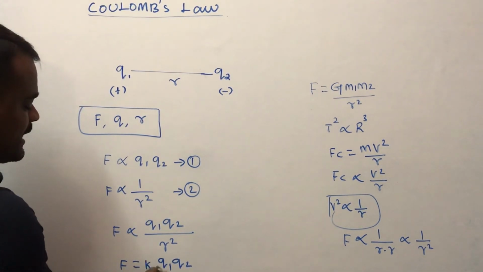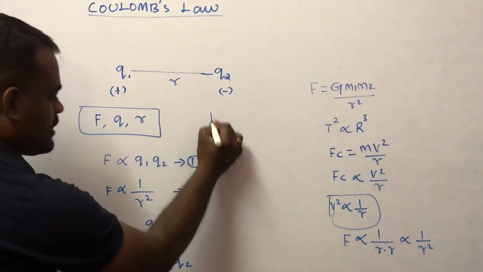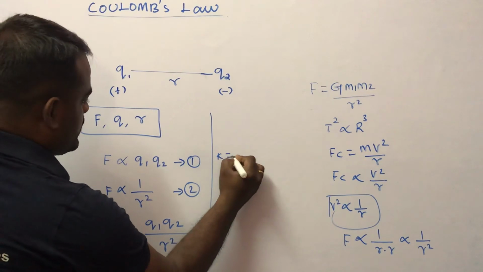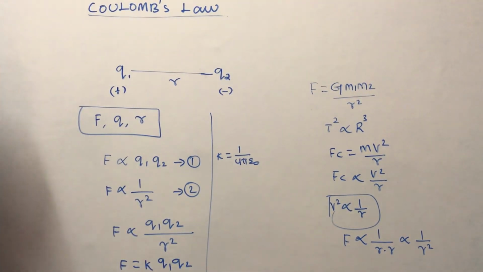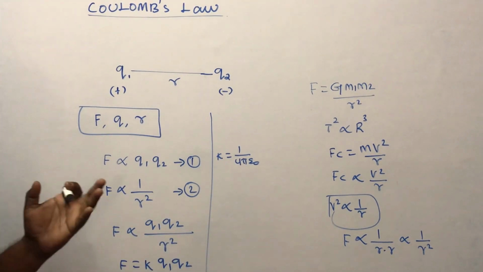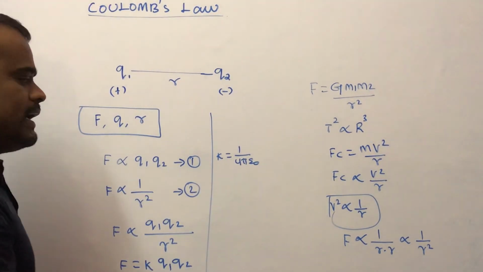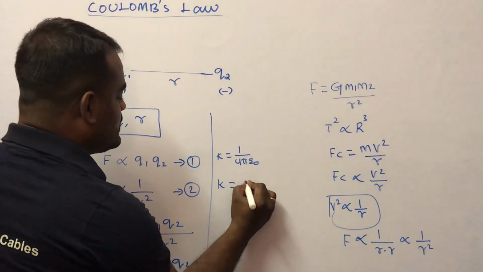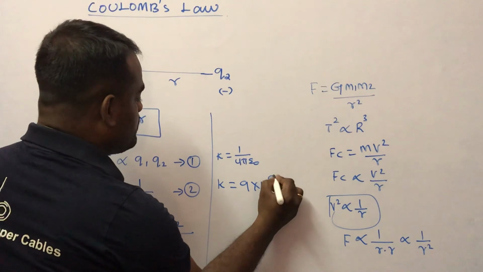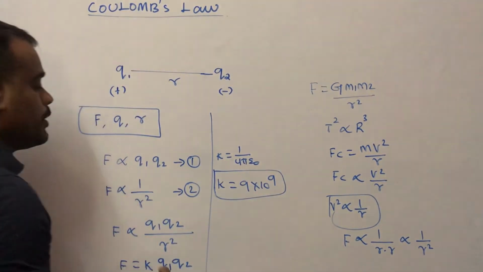Now what about the K value? This is a charge value and this is the distance. Here K is equal to 1 by 4 pi epsilon naught. Here epsilon naught is the permittivity constant. We know the epsilon naught value and substitute it in this formula. We get the constant 9 into 10 power 9. This value we use to solve the problem.